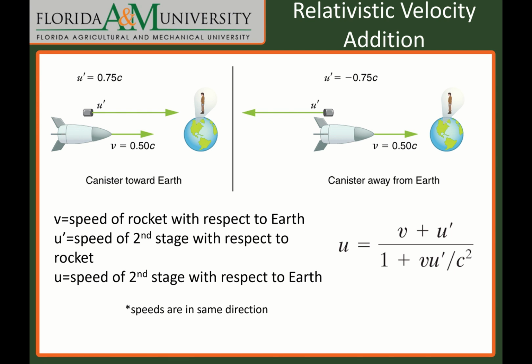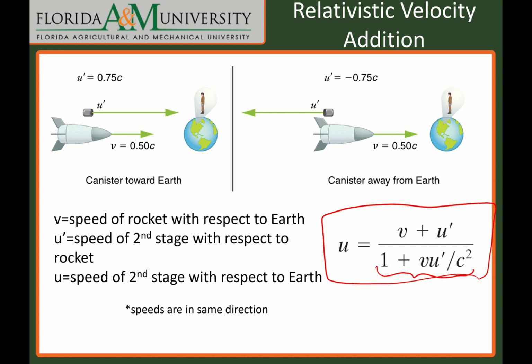Okay, so how do we add those two speeds together to give us a number that's less than the speed of light? Well, we use the velocity addition equation that's over on the side here. So the numerator is our normal velocity addition. We just add the two speeds together. But in the denominator, we have a factor that's going to make it so that the sum of those is always going to be less than c.